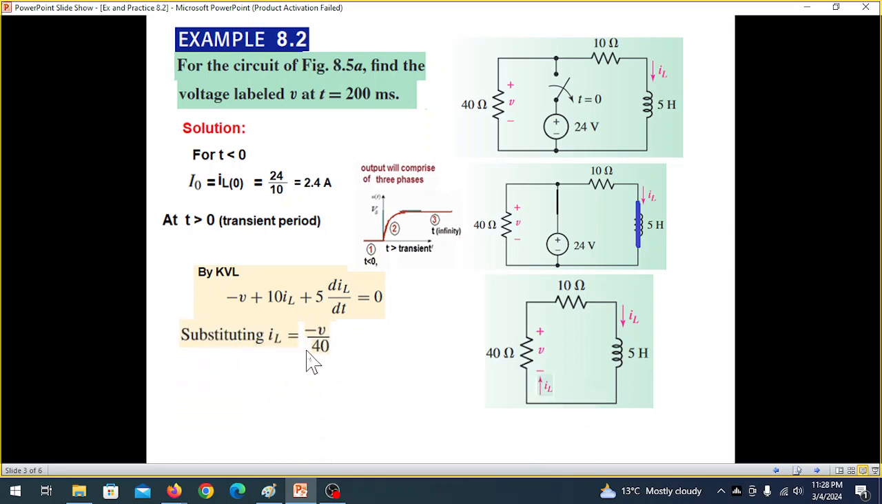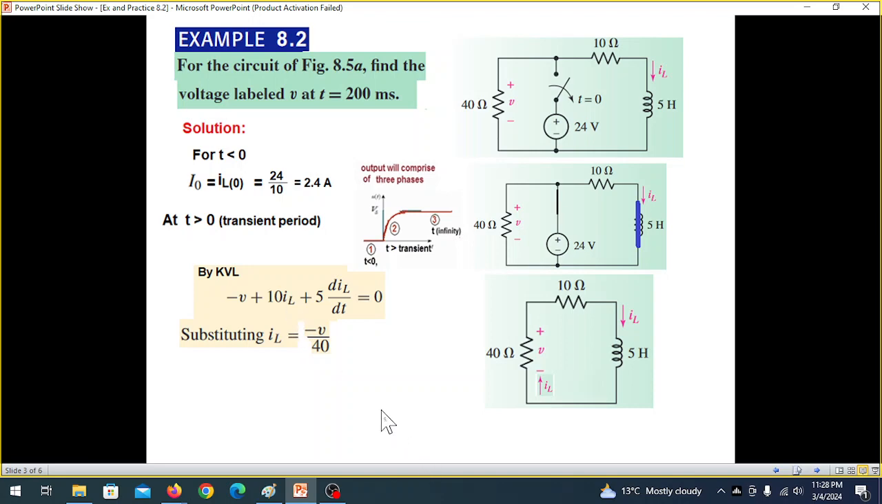We also know that IL is, now, this current is circulating around here. So in terms of v, we can write it as minus v over 40. Why minus? Because you see this current, we know that wherever the current enters first, that terminal should be positive. So according to the current, it should be positive here, but according to the given value, this is negative. That is why we have to write negative here. So negative v divided by this resistance will give us IL.